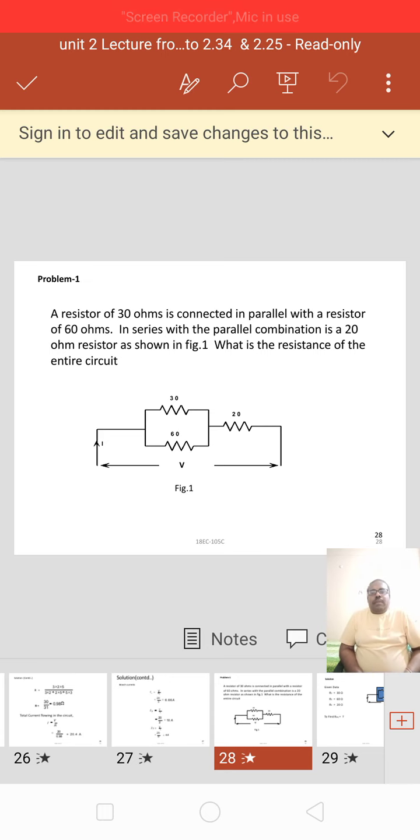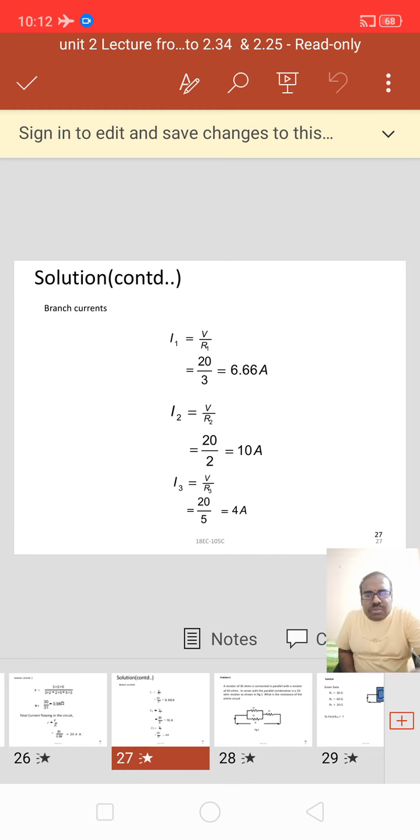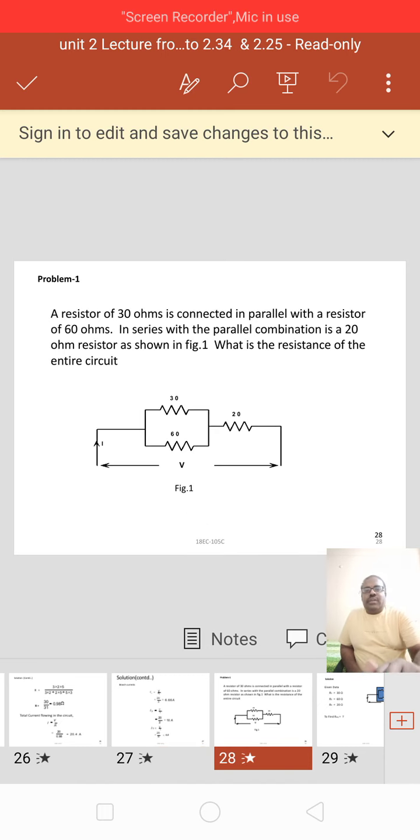Okay, another problem, total circuit current. Also it must be fine, but it's not fine. Total circuit current I equal to I1 plus I2 plus I3, 6.66 plus 10 plus 4, that equal to 14 plus 6, that is 20.66 amperes is the total circuit current present in the circuit.